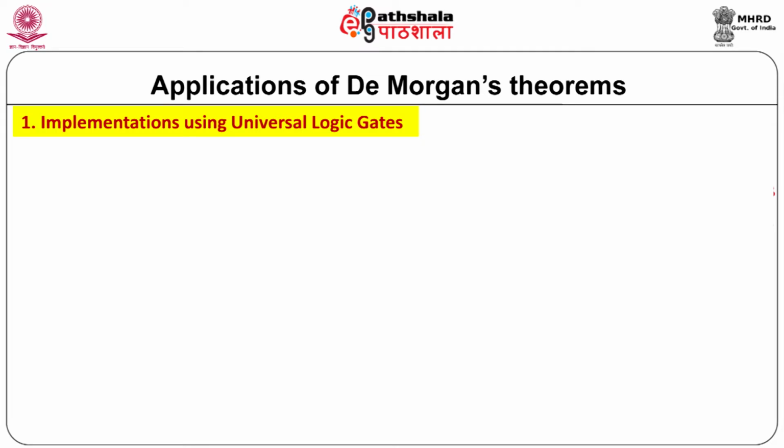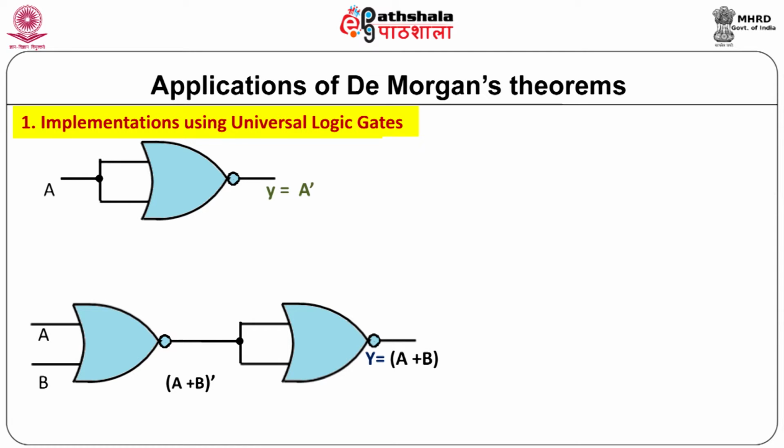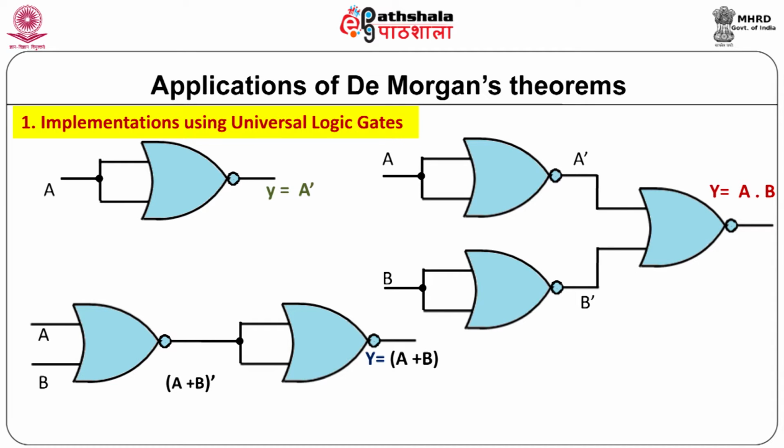Similarly, NOR gate can be used to implement basic logic gates like NOT, AND and OR. One can prove these implementations using simple Boolean algebra and De Morgan's theorem. NOT gate requires a single NOR gate, whereas OR gate requires 2 NOR gates and 3 gates are required to implement AND gate.